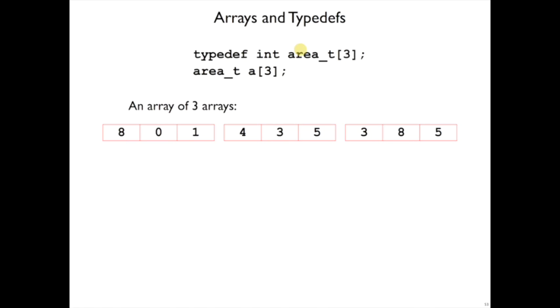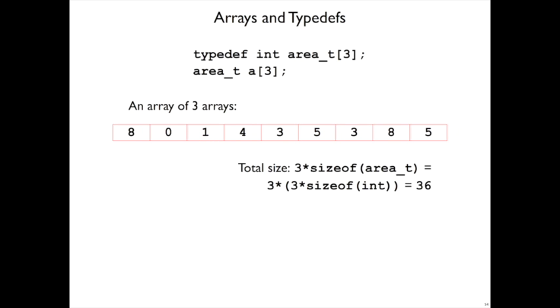What if we declare an area_t type for area codes to be 3 integers, and then have an array of area_t's? That means our array needs to have space for 3 area_t's, and each area_t needs to have space for 3 integers. So conceptually, in memory it'll look like that, except all of these addresses will be consecutive. So the total size allocated by this declaration of A is 3 times the size of an area_t. Each area_t is 3 times size of int. So overall that gives us 36 bytes.